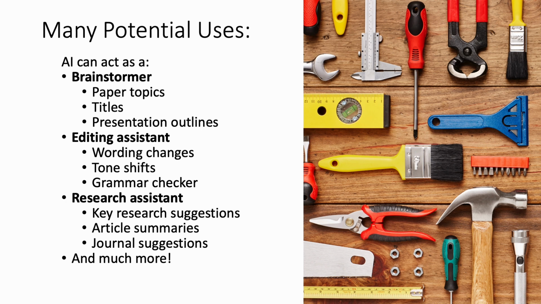AI can act as a brainstormer. It can help with paper topics, help you think of titles, help you reorganize outlines, help you make presentations. It can help with editing. It can help with word changes, tonal shifts, grammar checking. At this point, things like Grammarly, Microsoft Word are integrating AI in the near future. Grammarly already has it, in fact.